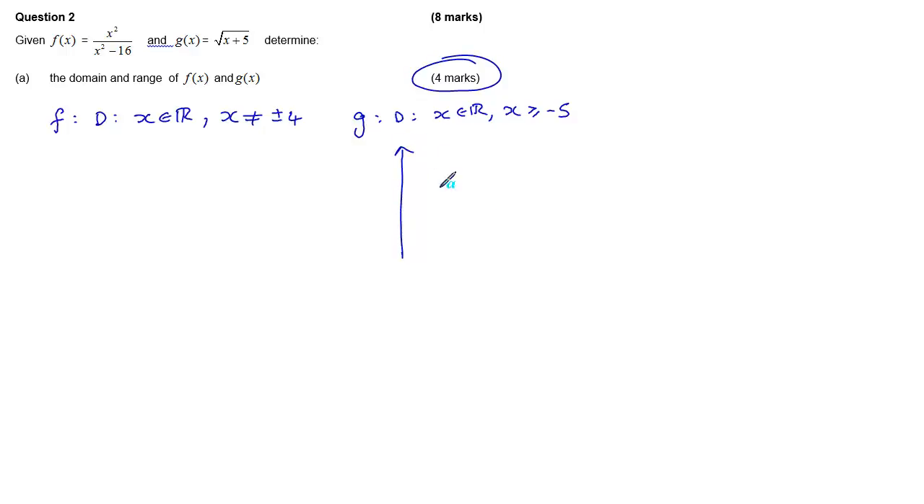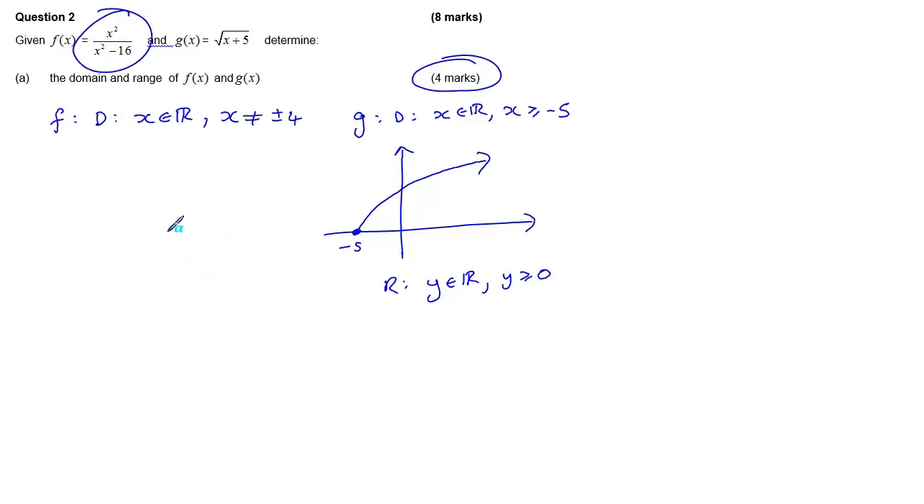So what's the graph going to look like? Well, it's going to originate here at negative 5, and then it's going to go like this. So we can say that the range is all real values, and if we're looking at the y values here, we can see that y is greater than or equal to 0. Now, trying to produce a sketch for this, it's not that difficult, but when you're not used to it, it's tricky.